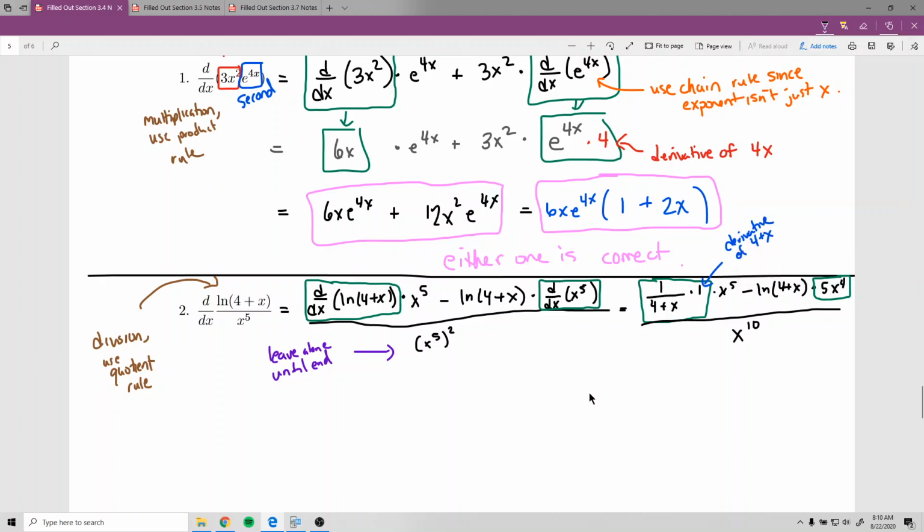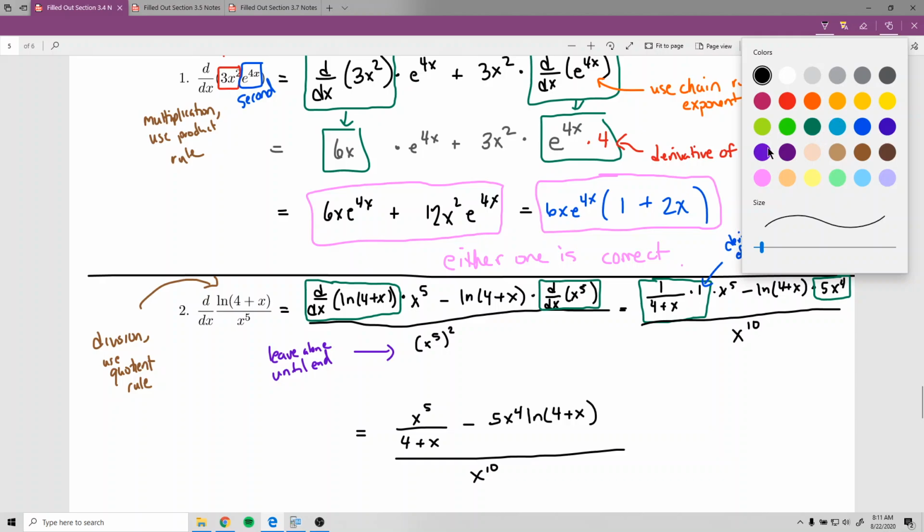All right, so I'm going to clean this up a little bit. So over here on the left part, this is all multiplication. If we multiply the tops, we get x to the 5th over 4 plus x minus the part on the right. It's just a matter of order of multiplication. We can move the 5x to the 4th in the front or leave it in the back. It's up to you. I prefer it in the front, but that's just my preference. All over x to the 10th.